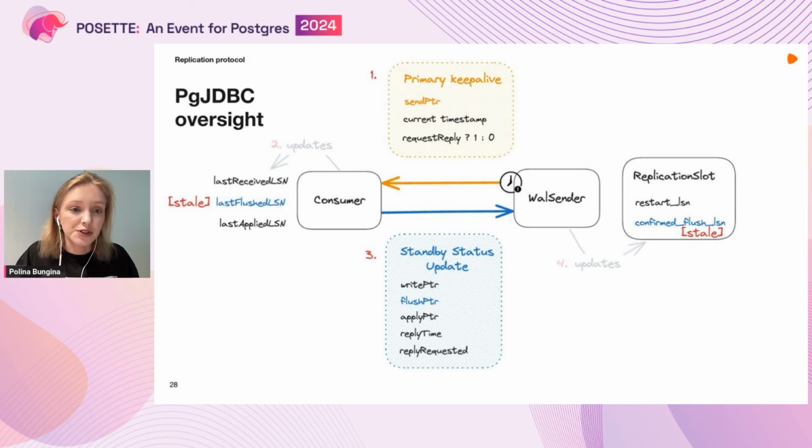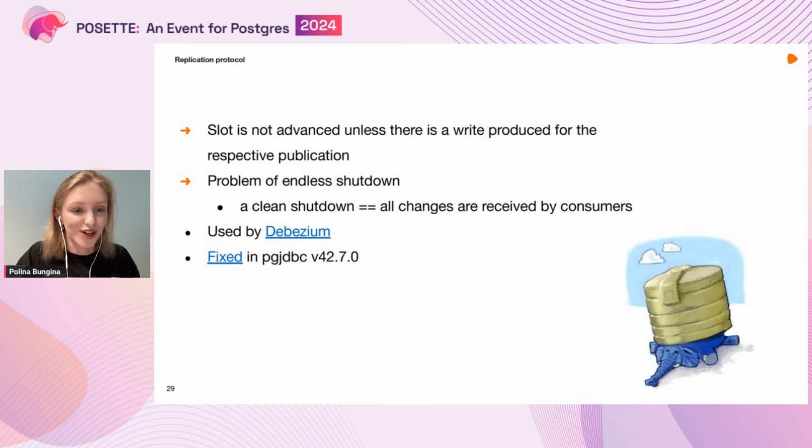For example, up until one of the latest versions of PGJDBC, there was such an oversight that this message was received, but the position was never used to update the internal state of the consumer. And the position reported back to the WAL sender was stale, and the replication slot was not moved forward. And yeah, it basically created a lot of problems, occupying more and more disk space with WAL.